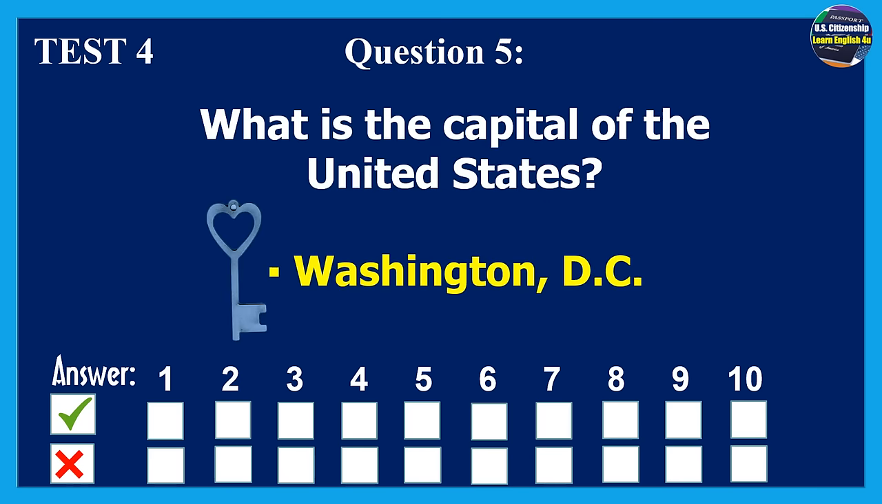What is the political party of the President now? Democratic Party. What is the name of the national anthem? The Star-Spangled Banner. Why does the flag have 50 stars? Because there are 50 states. Who did the United States fight in World War II? Japan, Germany, and Italy.